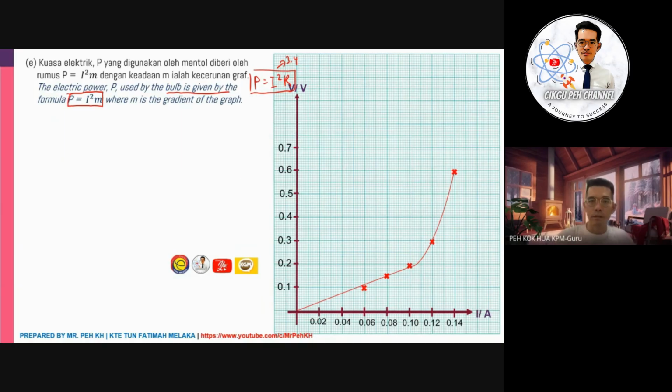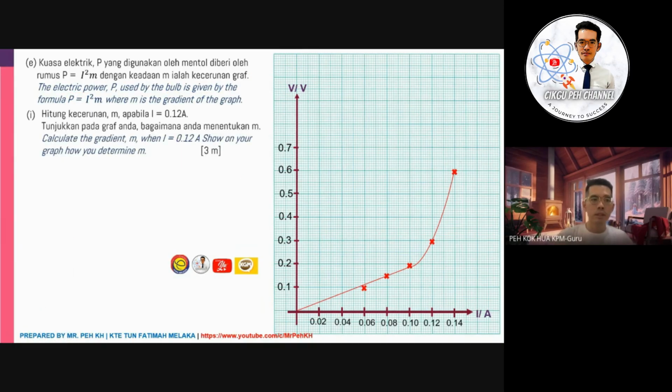So this is again our graph. Here, calculate the gradient M when I equal to 0.12 ampere. Show on your graph how you determine the M. So now I want you to calculate the M. So 0.12 is here, and will be here. You can see this is a curved line, so we want to get the gradient of the point. So you need to draw a triangle here. You have to draw a triangle like this.